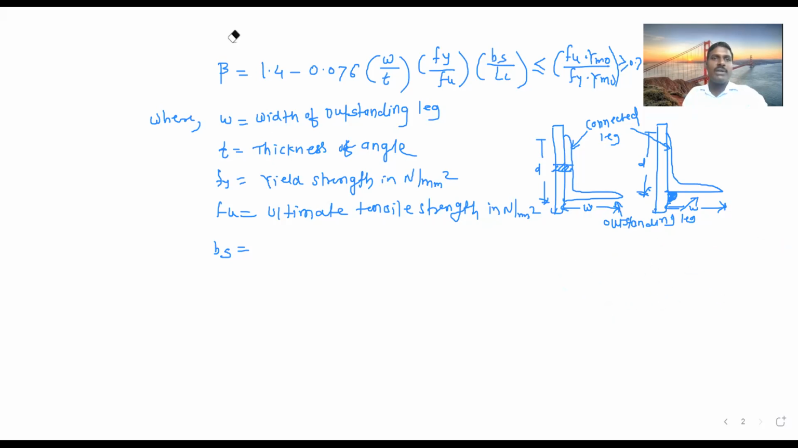Now how to calculate BS? Here BS is nothing but shear lag. The symbol BS means the shear lag. So what is shear lag? That we will discuss. How to calculate shear lag, we will first see from this figure: if a bolted connection is there and if a welded connection is there, how to calculate shear lag and what is shear lag, that I will tell you.